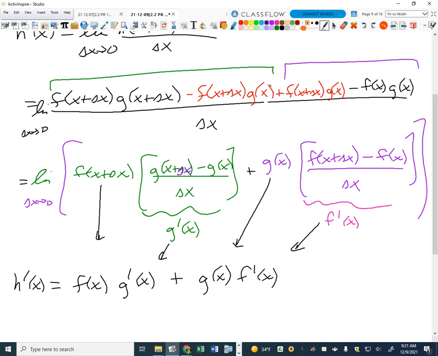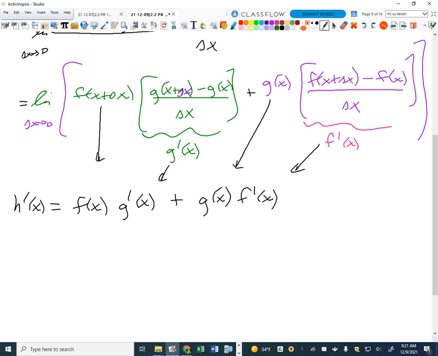How about the other grouping over here? Well, in my purple grouping, I could factor out a g of x, leaving me with f of x plus delta x minus f of x. Well, what's that look like in my limit? If I send the denominator over to my second factor over here, that looks like f prime of x, doesn't it? Right? And so this is already looking better. I've got the limit of f of x plus delta x times g prime of x plus g of x times f prime of x.